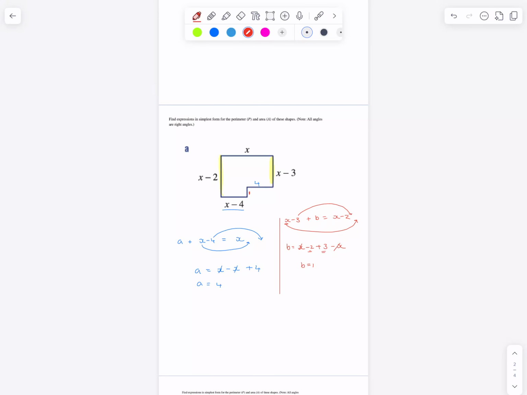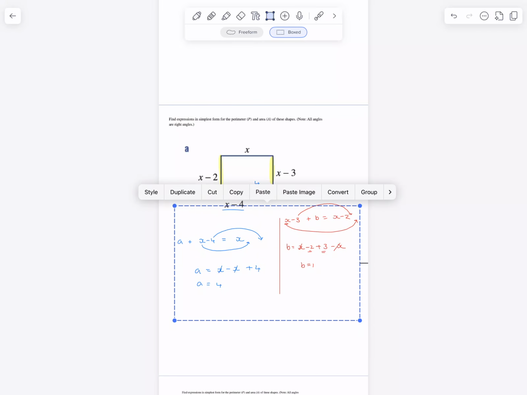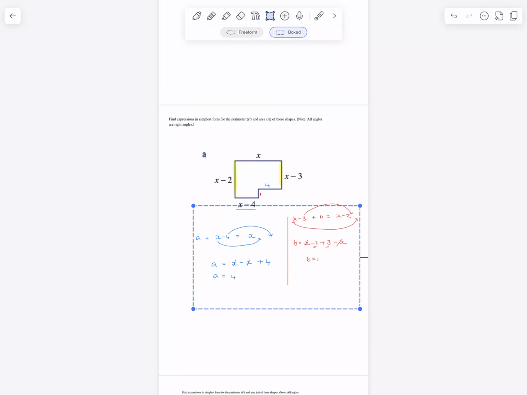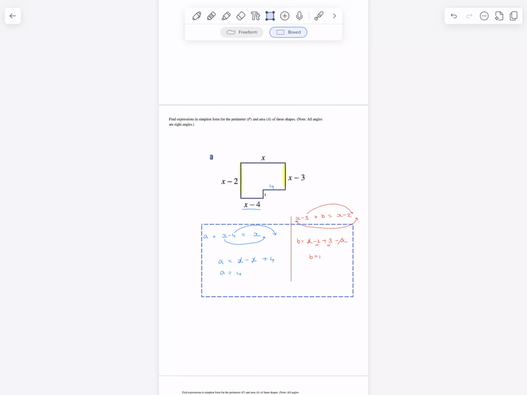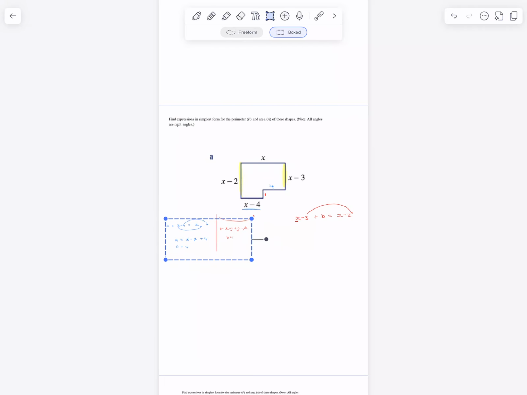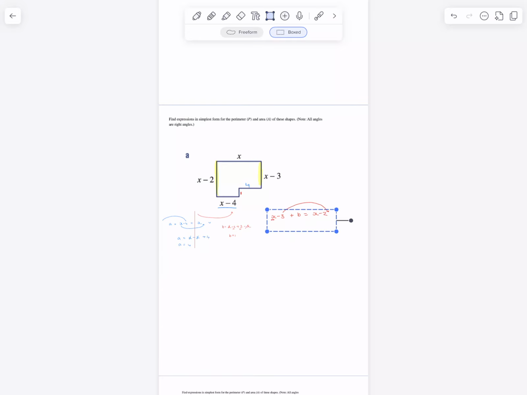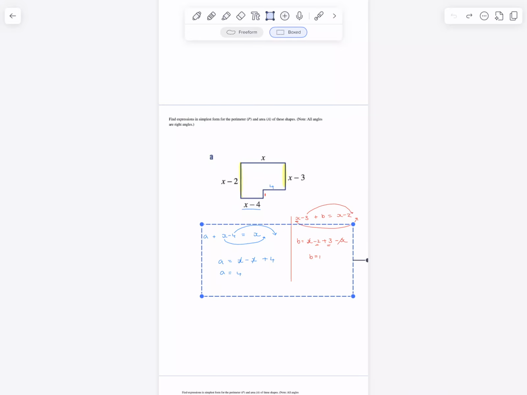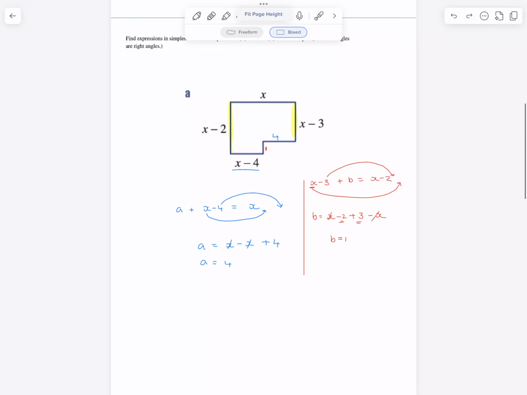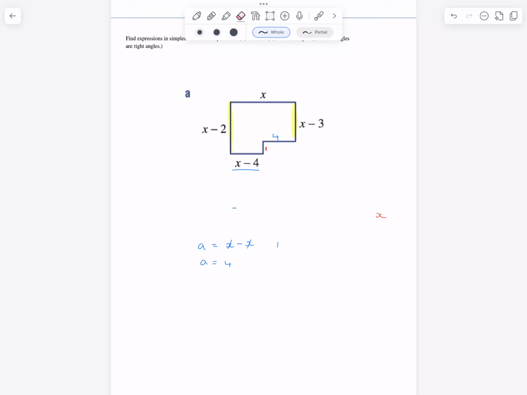Okay, now hopefully it will be a lot easier to work out the perimeter and the area of this shape. Let me just make this a bit smaller. Okay, let's not worry about making it smaller. So, what I'll do is just erase it. Hopefully you saw all that. Okay, so now let's work out the perimeter.